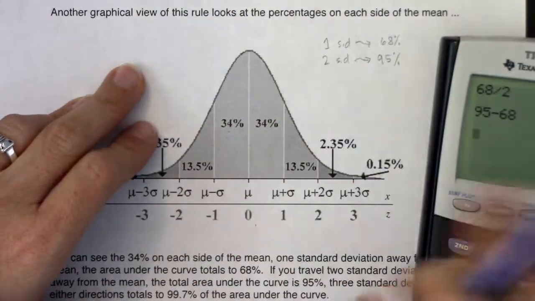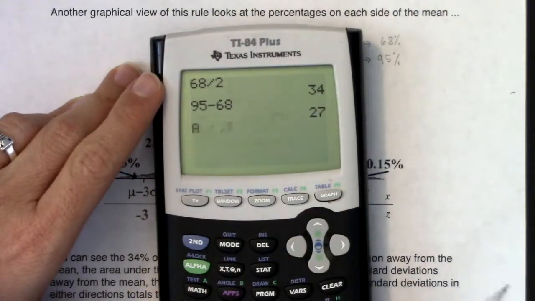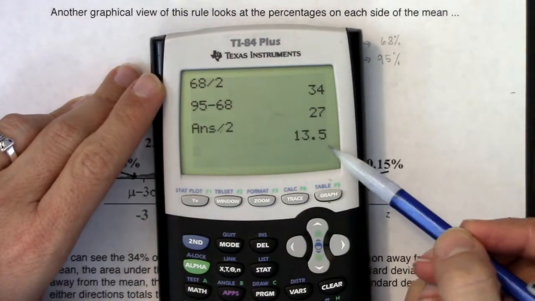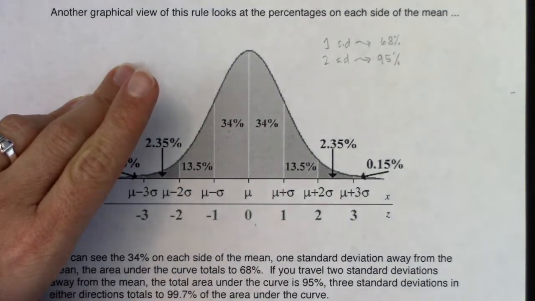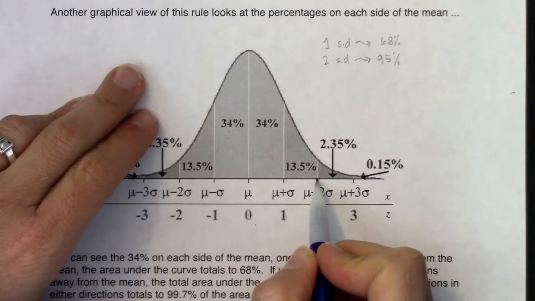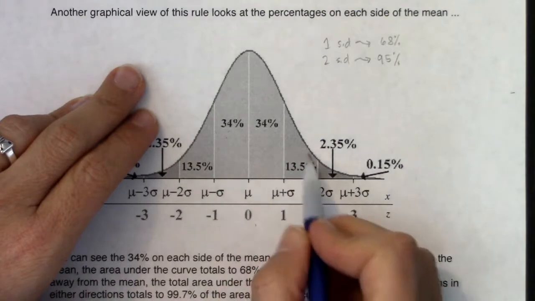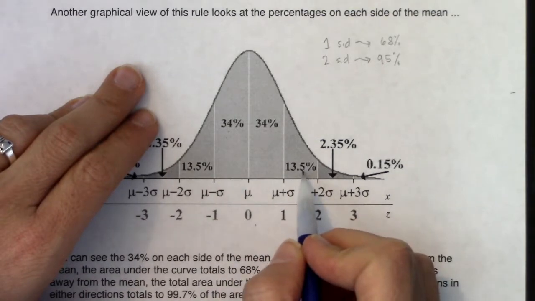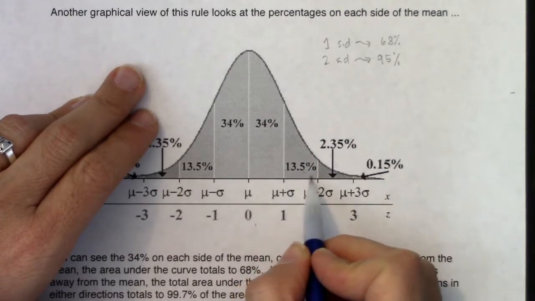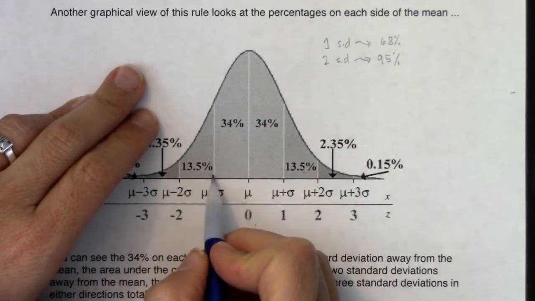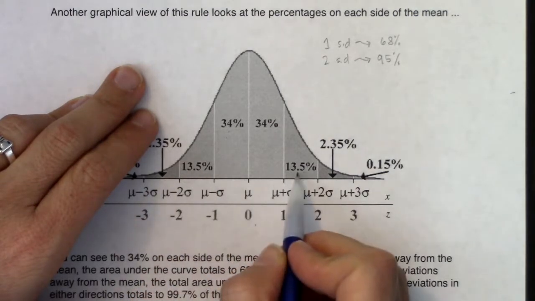But there's symmetry, because I gained some on this side and some on this side. And you gained it equally. So if I divide by 2, that's going to get me 13.5%. So between the first and second deviation on the right side of your curve, there's 13.5% of the overall curve. So 13.5% of the area under the curve lies between the first and second deviation. It also lies between the first and second deviation on the left side. So 13.5% on either side.